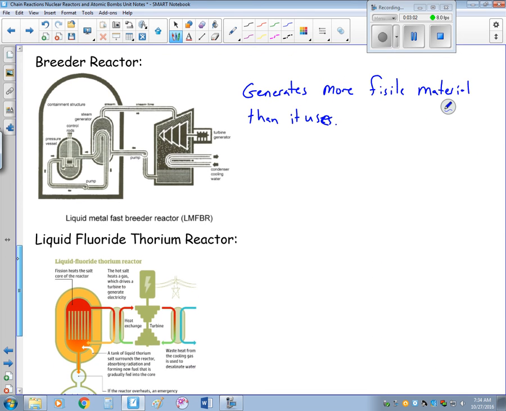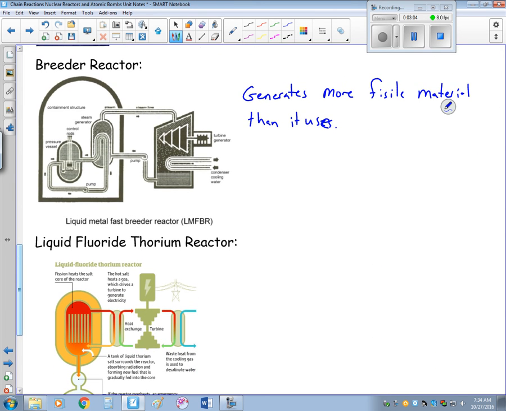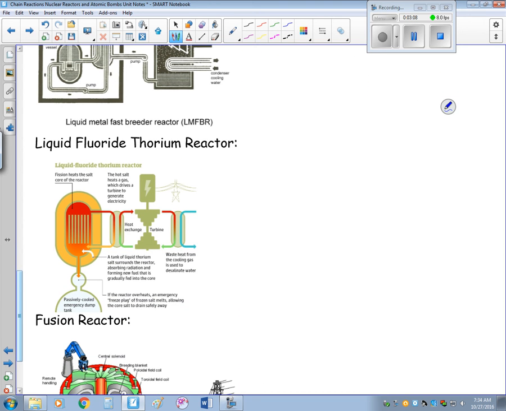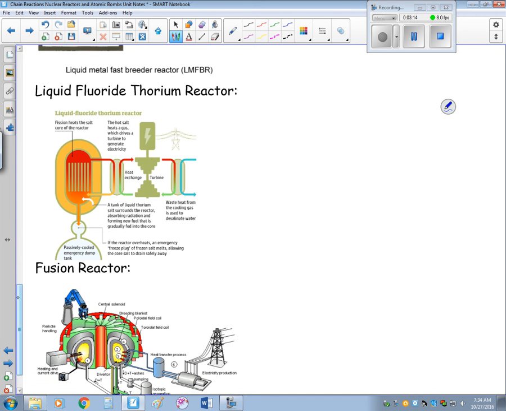Now, these two are the most common, the light water and the breeder. This next kind, the liquid fluoride thorium reactor, is purely theoretical. It's my favorite design. What this does is it uses thorium and uranium-233. What's important to realize is that thorium is found in dirt. Thorium is very, very common. It's very, very cheap.